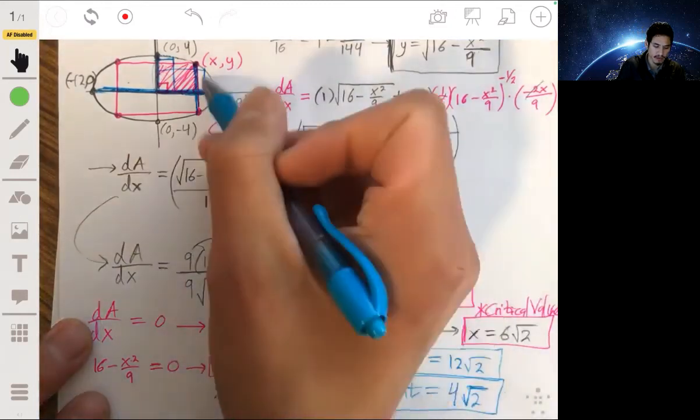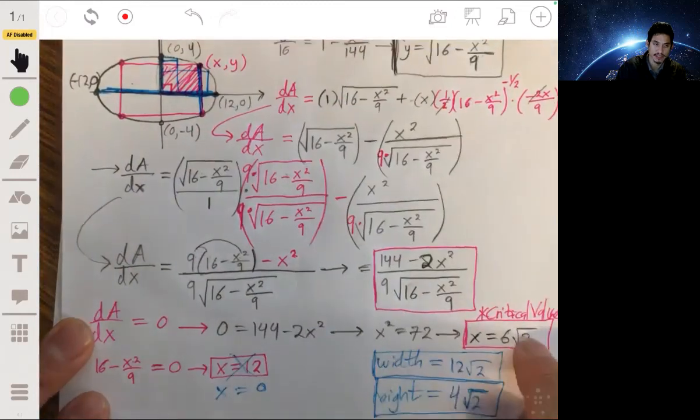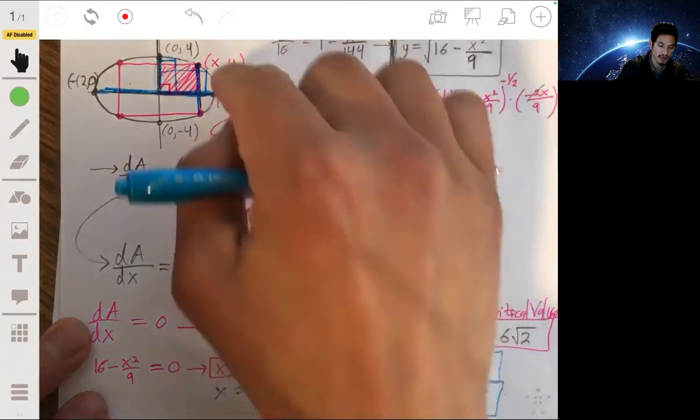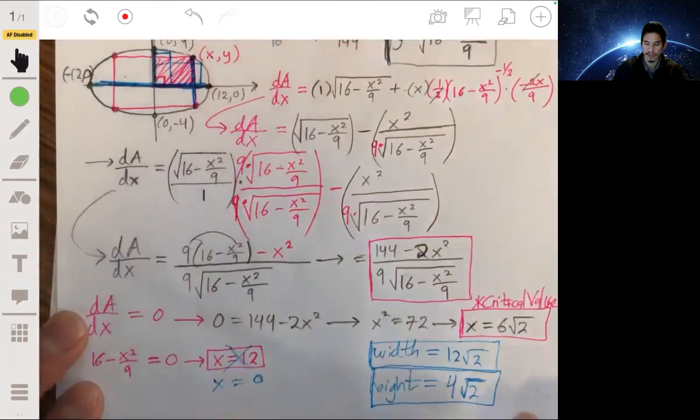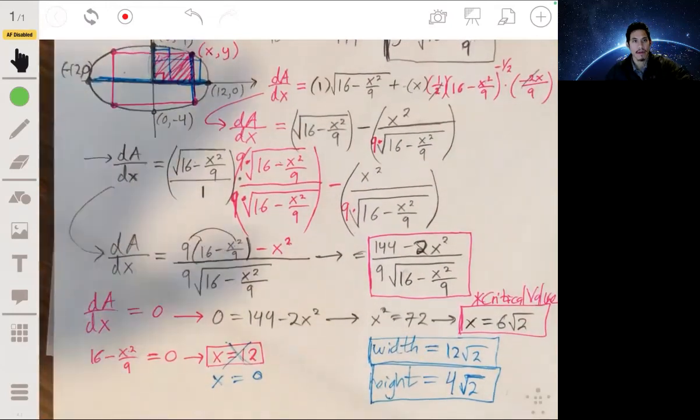But again, in this small rectangle, we're only talking about the 6 root 2 part, and the height will be 2 root 2. But if we want to be technically correct, for the whole rectangle, just double the height and double the width, and you get that. And so there you go.